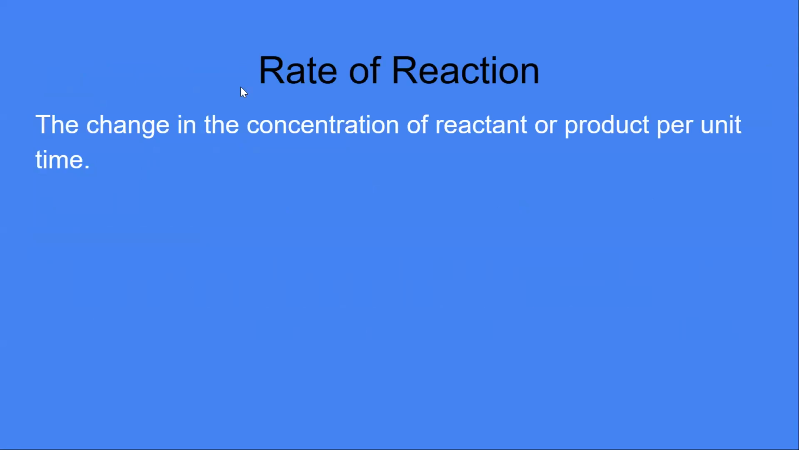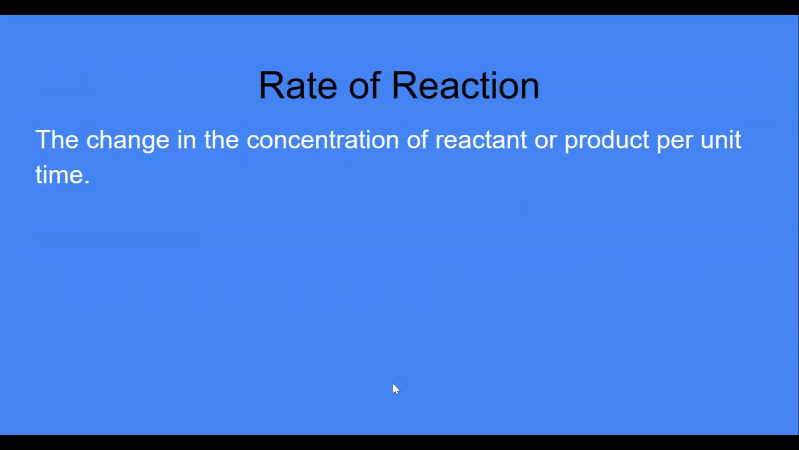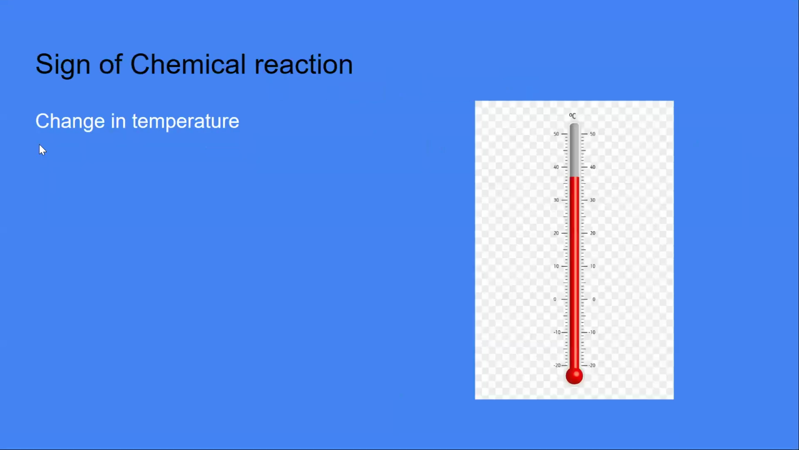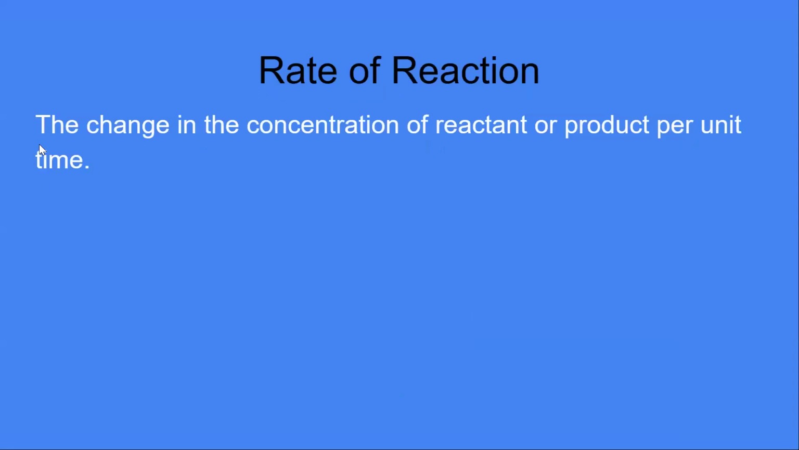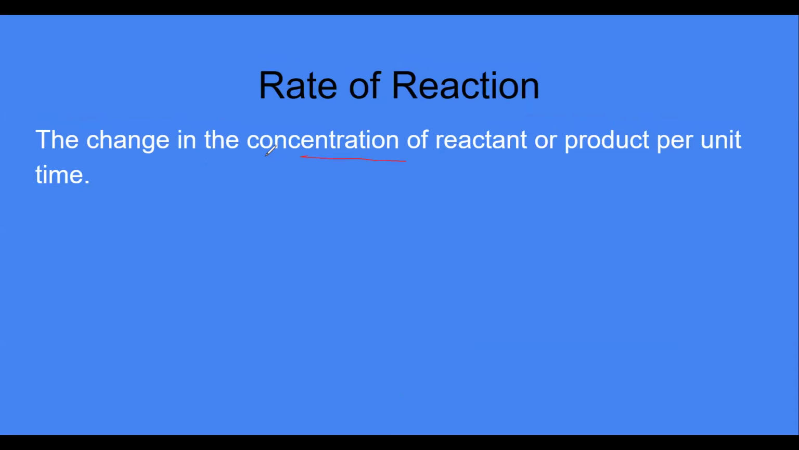Now, the rate of reaction is the change in the concentration of reactants or product per unit time. For time, we can measure in seconds, or we can measure in minutes. So it's the change in concentration of reactants or product per unit time.